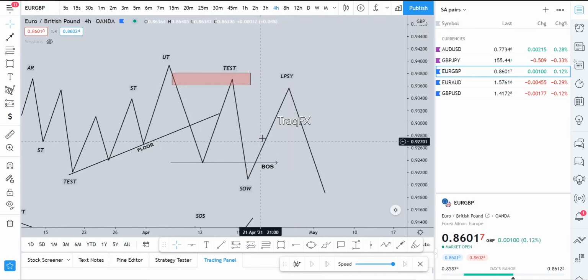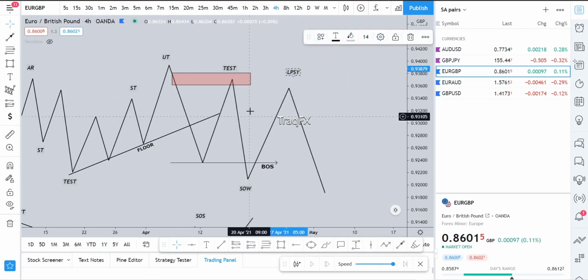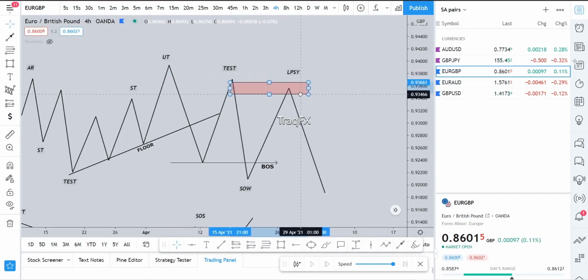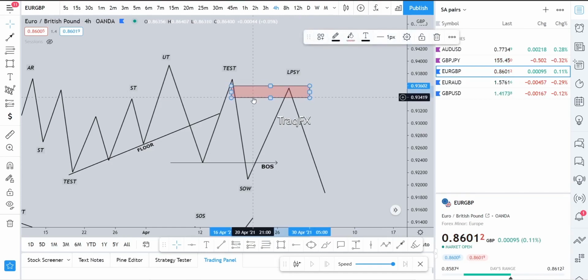So if it retraces after this expansion, we'll see our last point of supply tap into just below our test, where we can look for another entry at an institutional candle, and again align it and combine it with our other confirmations such as liquidity, IPAs, fibs, whatever it may be.